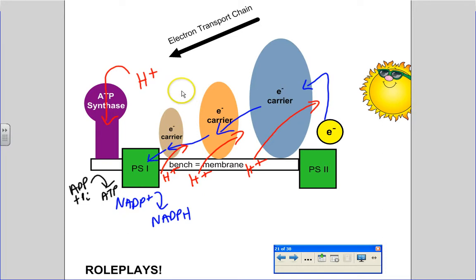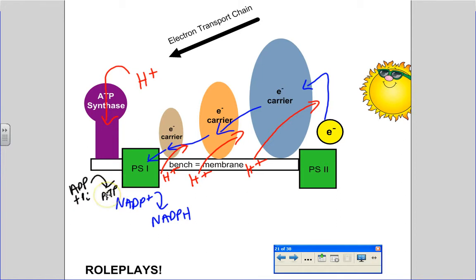In the meantime, the hydrogen ions that have been put across the membrane, there's a whole bunch of them over there now, they can pass back through ATP synthase. And the reason it's called ATP synthase is it's an enzyme that can take ADP, or adenosine diphosphate, and phosphate and put them together. So it's an enzyme that catalyzes the reaction, puts them together to form ATP.